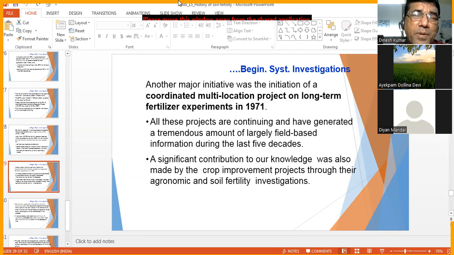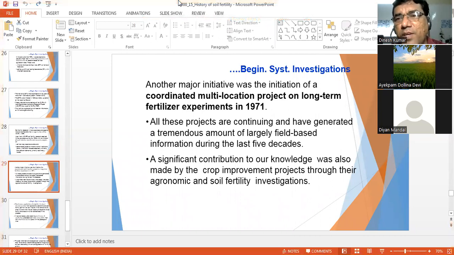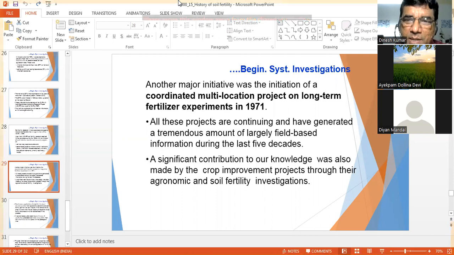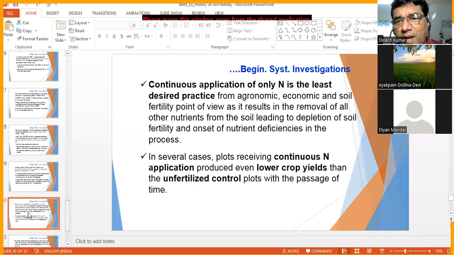Most of the long-term experiments in India suggest integrated nutrient management is the best strategy for soil health management, for plant health, as well as for economics. So INM is the best way. It has been proved by this. And also thrust should be given on balanced fertilization, which means you can add micronutrients whenever they are required.